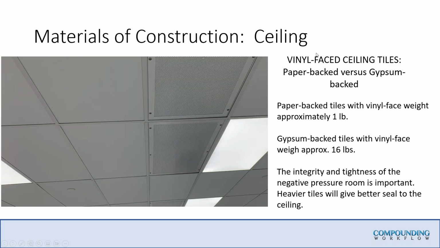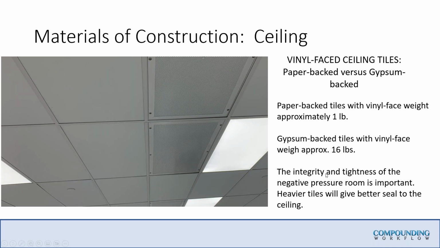This is an important one. Earlier when I talked about caulking the ceiling tiles, there's such a thing as a paper-backed vinyl face tile, right? It still has the vinyl face, but it's a paperback. It only weighs about 1 pound for a 2x4 tile. Or there's a gypsum back tile. We call it a vinyl rock tile, also with a vinyl face, and it weighs 16 pounds.